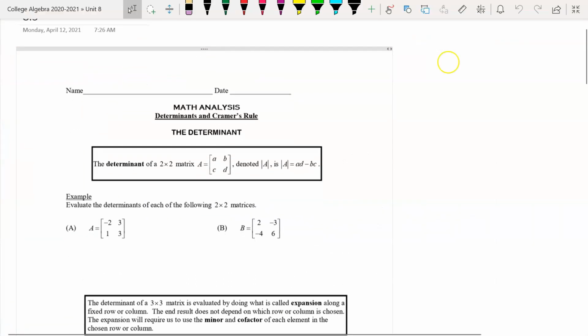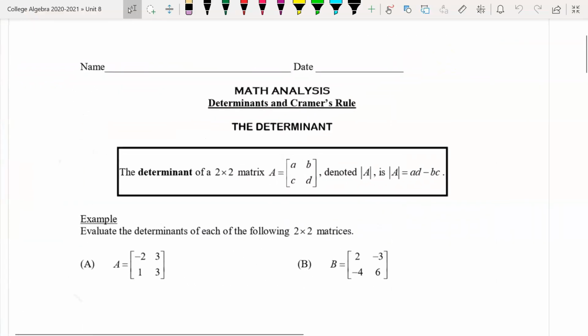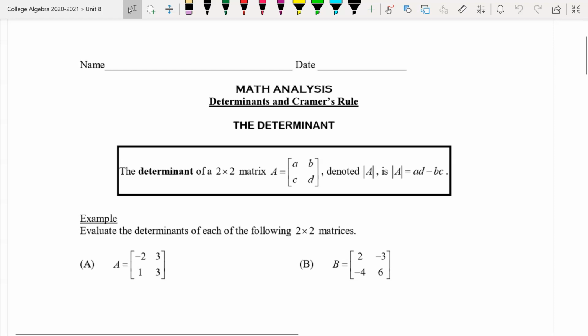Alright, so 2 more lessons left. This is one of them. So we're doing determinants and Cramer's rule. Determinants are not too bad whenever it's a 2x2, but when you get to a 4x4, it's a little bit tougher.